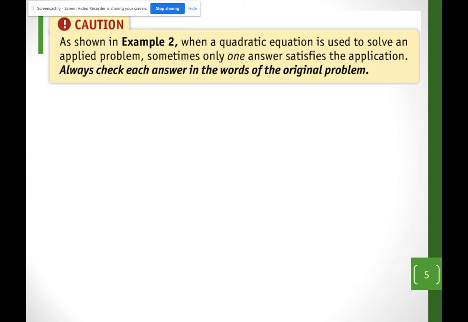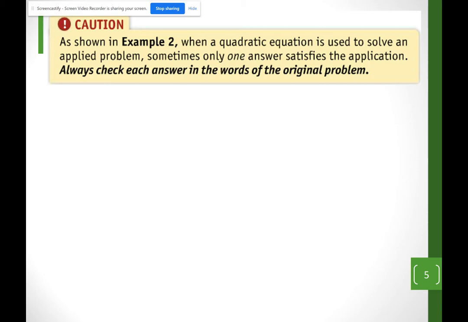As shown in this example, when a quadratic equation is used to solve an applied problem, sometimes only one answer satisfies the application. Always check each answer in the words of the original problem. Right? The negative 3 didn't make sense. So I just said positive 3.